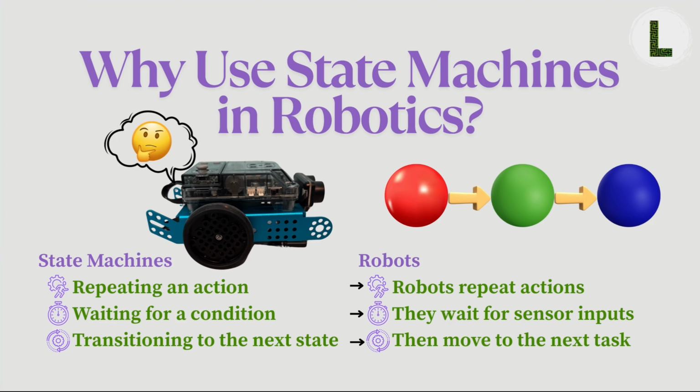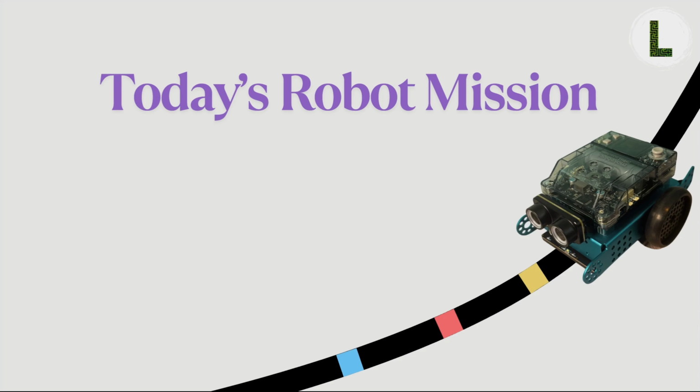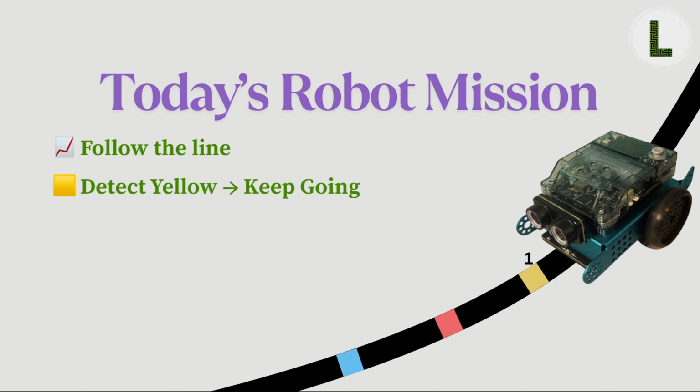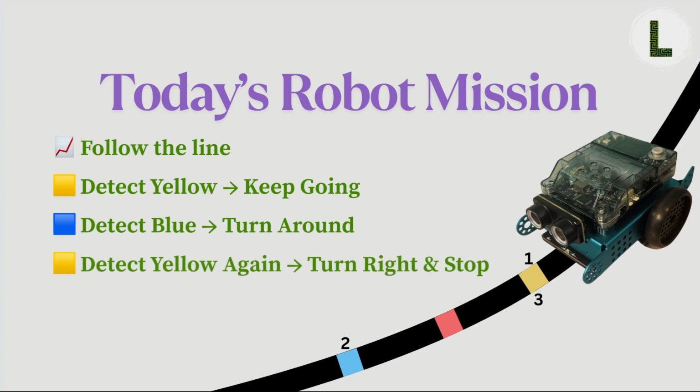Let's now build a project using this idea. We want the mBot2 to follow a line. When it sees yellow, keep following the line. When it sees blue, turn around 180 degrees. This means that the robot is again headed back to the yellow patch. When it sees yellow again for the second time, turn right 90 degrees and stop.